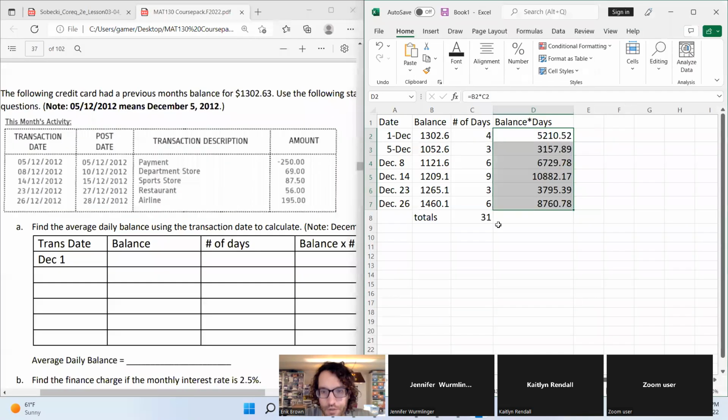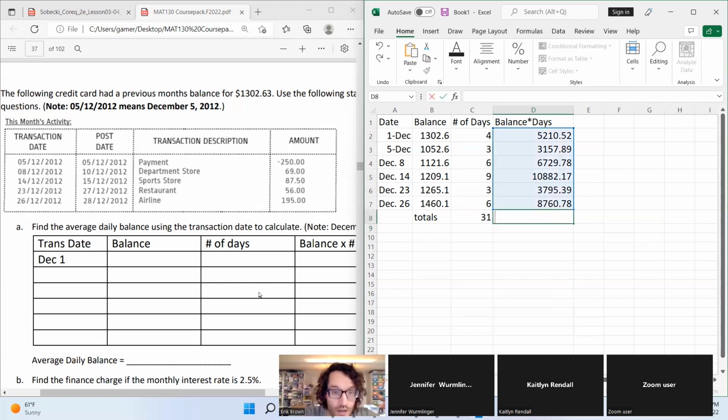So whenever you do your calculations, like when we're going to get the total here, the sum of all these balances times days, it has all the decimals in it. I suddenly lost my train of thought. So I did that fast. Let me do that again.